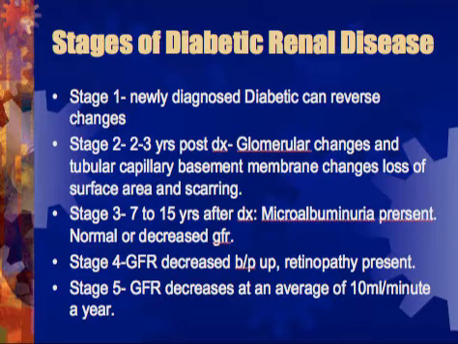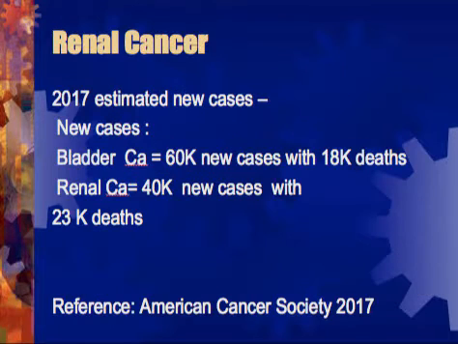In stage 5, GFR decreases at an average of about 10 milliliters a minute a year. So that's very, very quick, very damaging. Renal cancer. Now, your book talks about renal cancer too. In the spring, I put in these 2017 numbers because that was the latest out, estimated new cases. On here I have bladder cancer, 60,000 new cases with 18,000 deaths. Renal cancer, 40,000 new cases with 23,000 deaths.